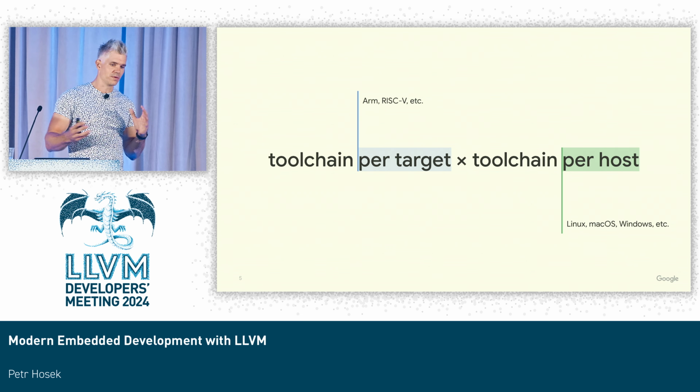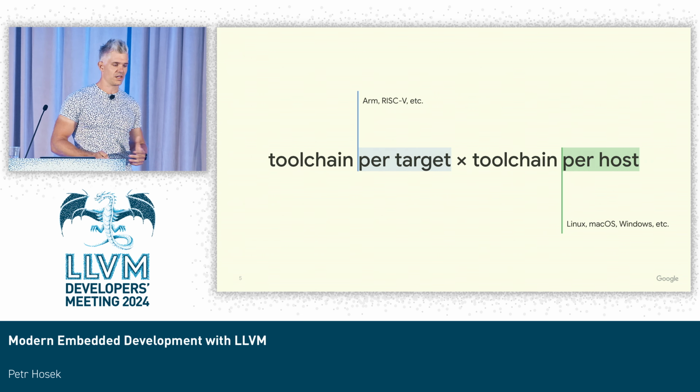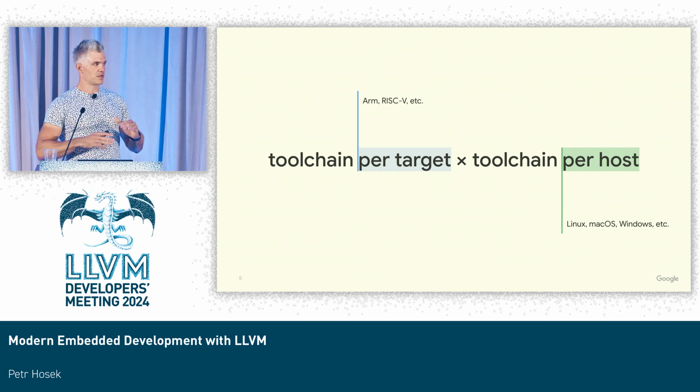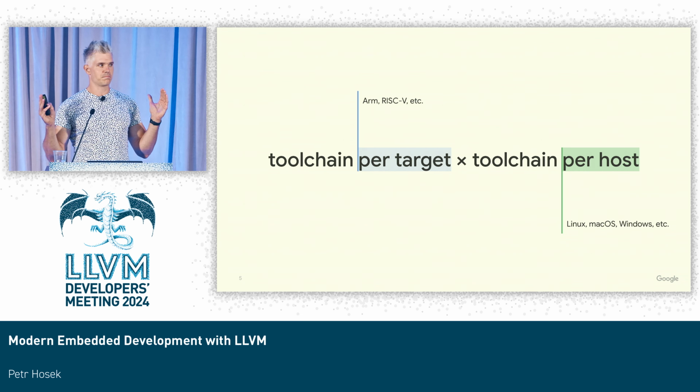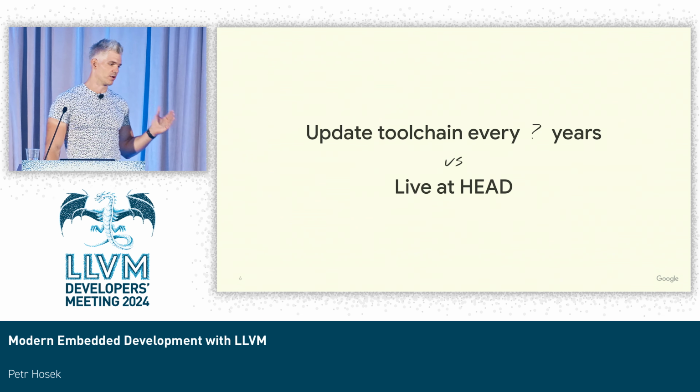And what we've seen generally are two ways of dealing with this. One is just find a set of toolchains that work together and basically keep them the same for the whole lifetime of the product.